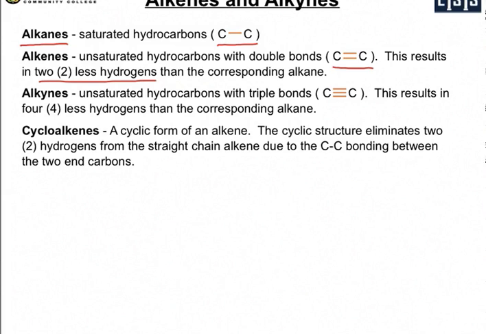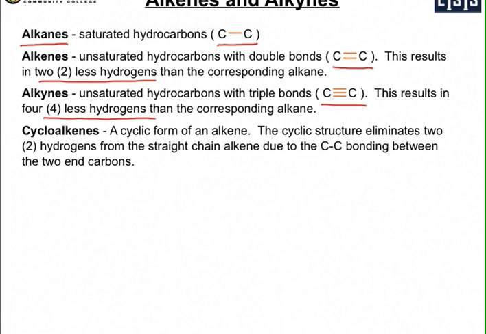And in the same way with alkynes, instead of a double bond, you're going to have a triple bond between two carbons somewhere. Again, just one of them, and that will result in four fewer hydrogens than the corresponding alkane.